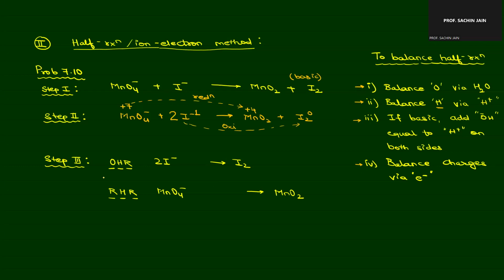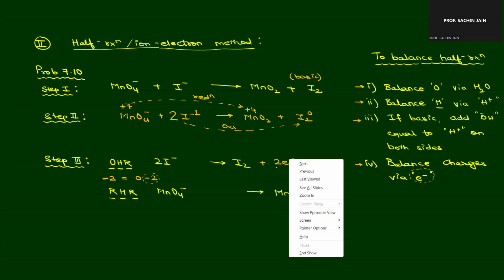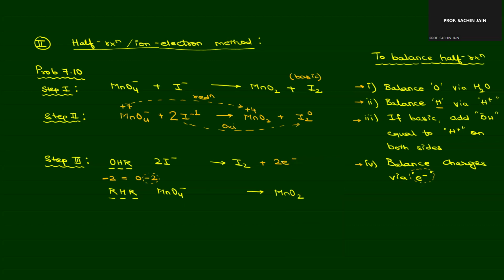Balance the charges. So I have a minus 2 on the left hand side and I have a 0 on the right. Now electrons are negatively charged, so I will introduce a minus 2 on the right side to equate the minus 2 on the left. So this will be done by adding 2 electrons on the right. And this has to be the case because oxidation is loss of electron. So the electrons need to appear on the right. Now let's apply all the 4 steps for the RHR.